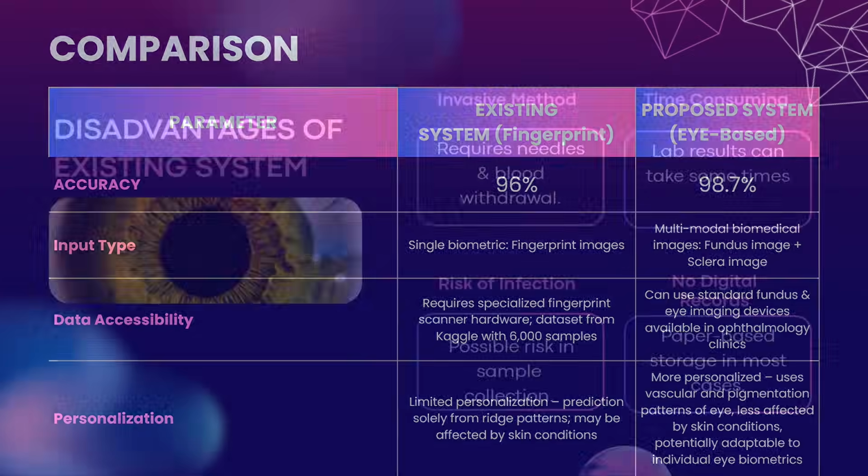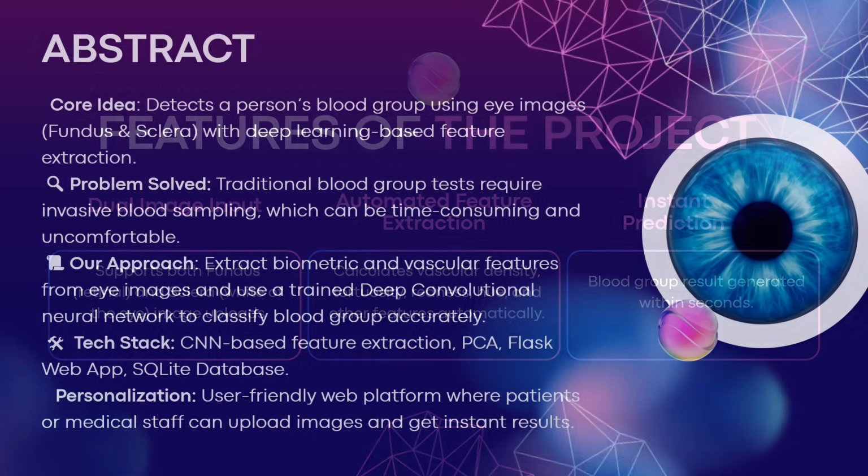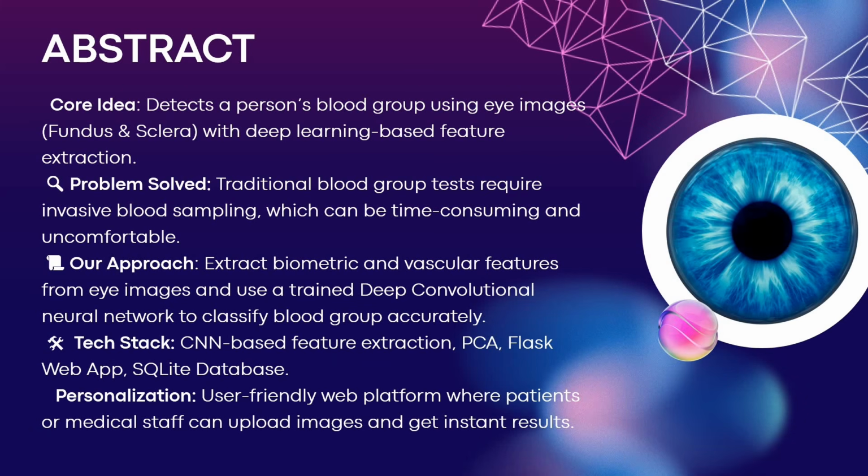Let's move on to the project abstract. Okay. So this is the project abstract. In this project abstract, we are simply mentioning that here we are using a deep learning based feature extraction method, which is used to predict any person's blood group. Okay, that's what we are going to provide with this project.